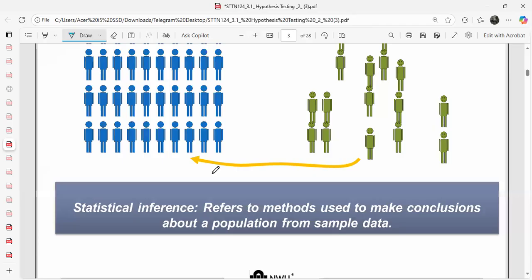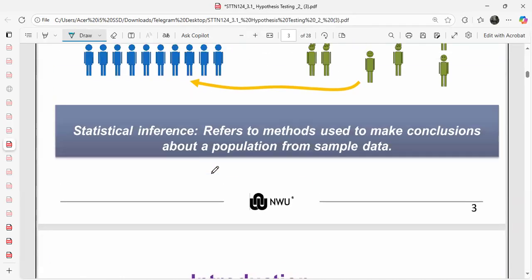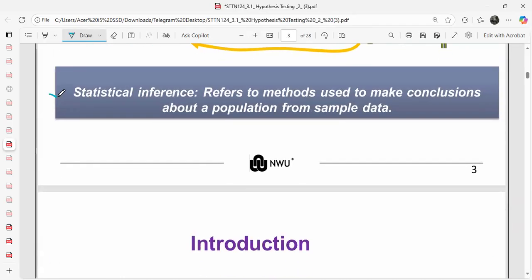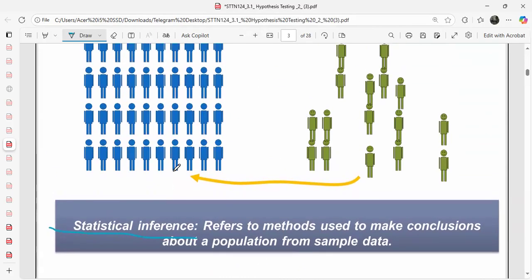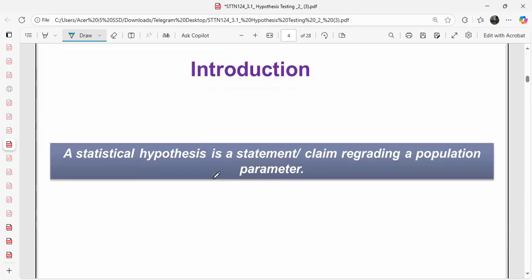Let's just go straight to the definition. Statistical inference refers to the method that is used to make conclusions about the population from the sample data. And a statistical hypothesis is a statement or a claim regarding a population parameter. And that population parameter, remember, can either be a population mean or a population proportion.